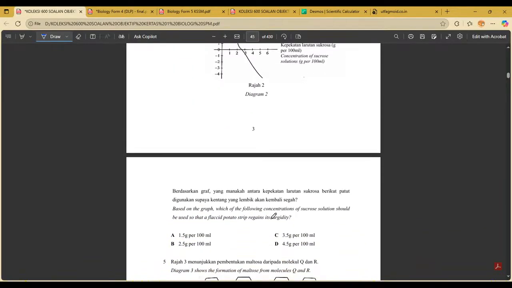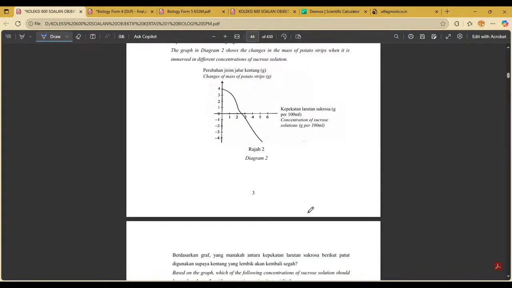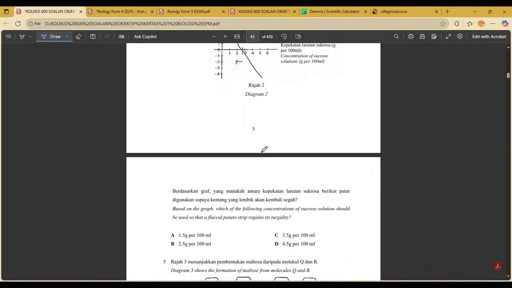Based on the graph, which of the following concentrations of sucrose solution could be used so that a flaccid potato strip retains its turgidity? It should be below 2.5 or whatever this is. Below here. It's grams to 100 ml. So below 2.5 is 1.5. Okay, flaccid potato strip retains its turgidity.